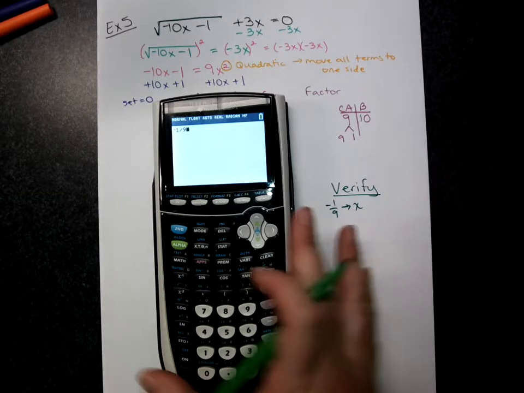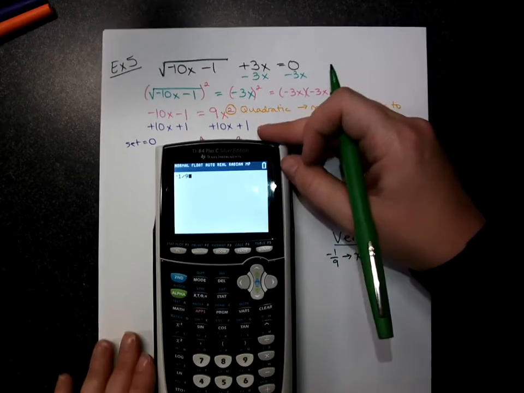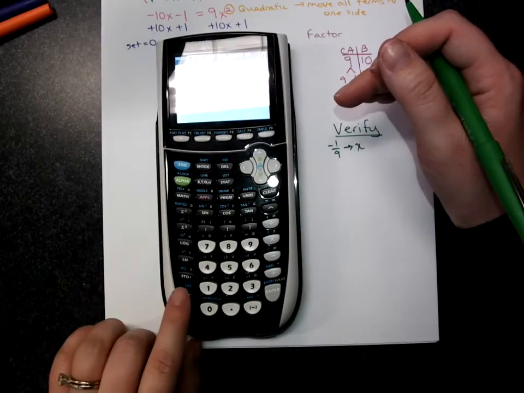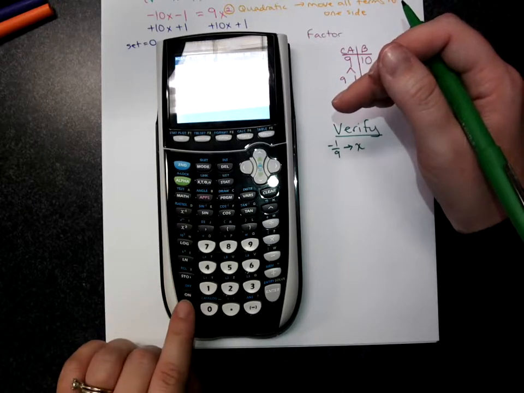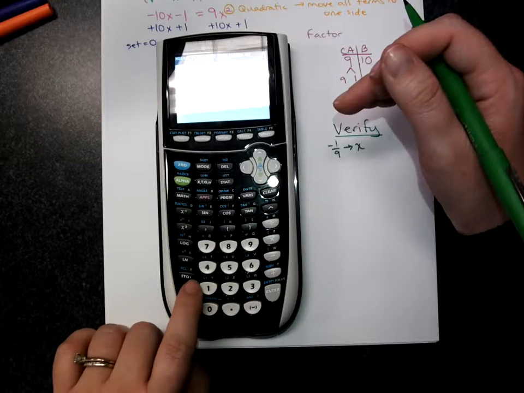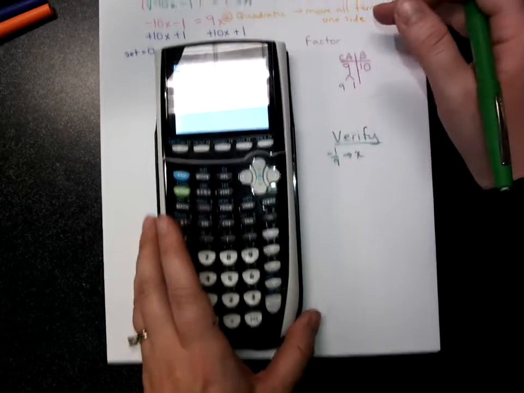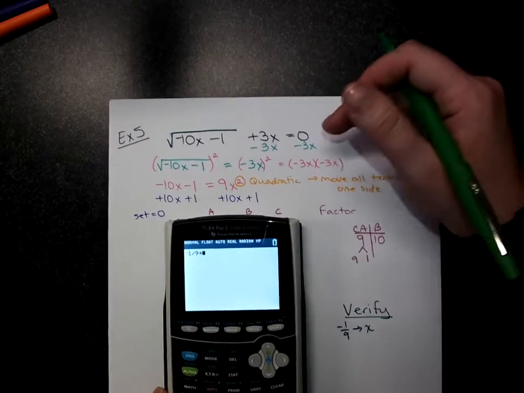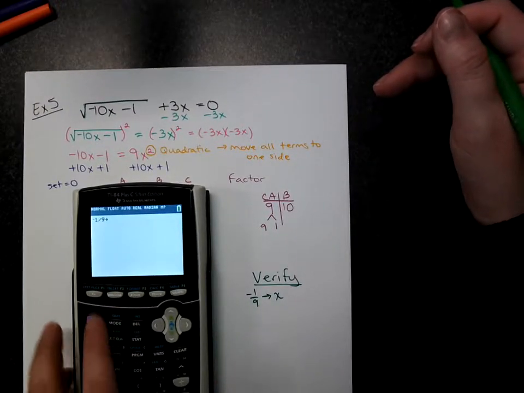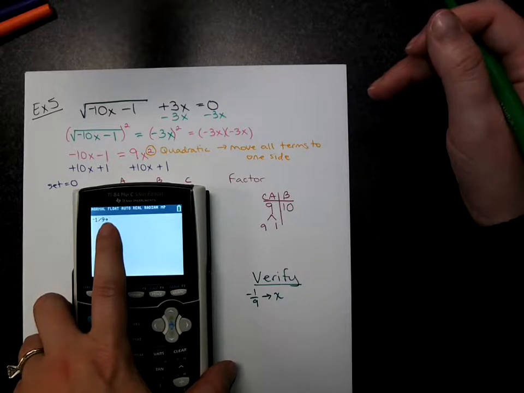So -1/9. And then you're going to push a button that says STO. It's right above the on key. It stands for store, and it has a little tiny arrow. So you're going to push that key. I know it's hard to see with the glare. There we go. When you push that key, you should see a little arrow.